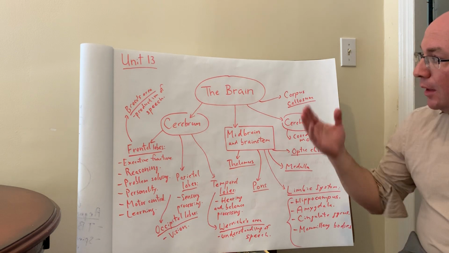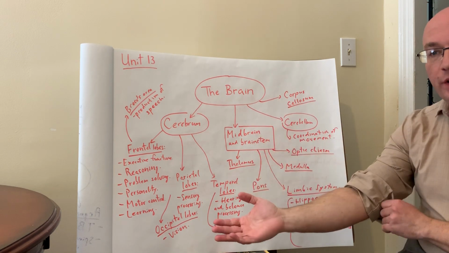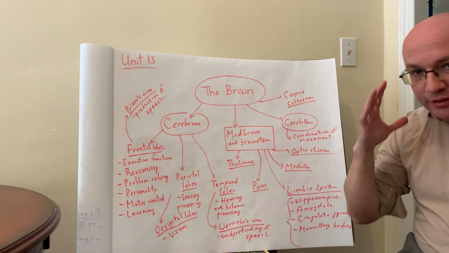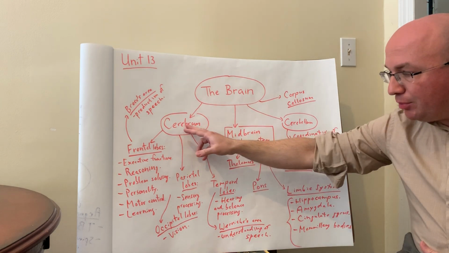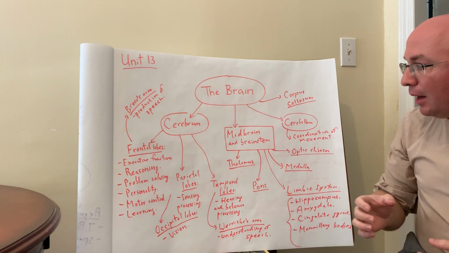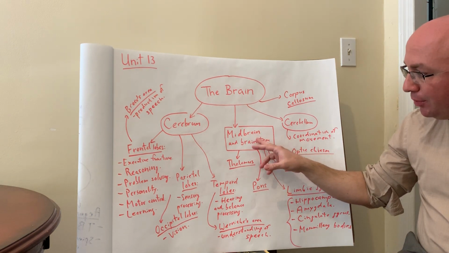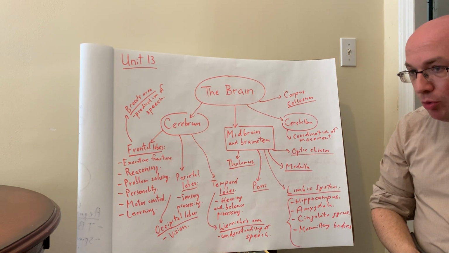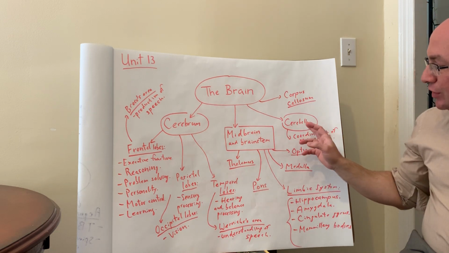When we're talking about the brain, we're essentially visualizing the cerebral cortex, the cerebrum, right? That's the main portion of the brain that goes from the front to the back. The deeper portion, which is the midbrain and the brainstem, and the smaller area all the way in the back, which is the cerebellum.